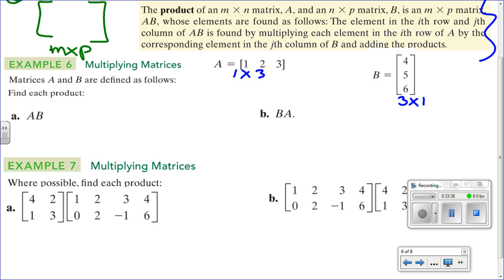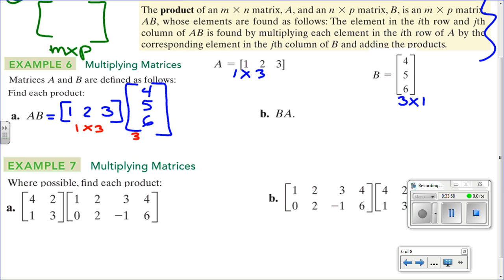So if we are going to multiply A times B, I'm going to position them first. A goes here, 1, 2, and 3. And then matrix B will go here, and that is 4, 5, and 6. So this is 1 row, 3 columns, and this is 3 rows, 1 column. So the two numbers in the middle, they match, right?